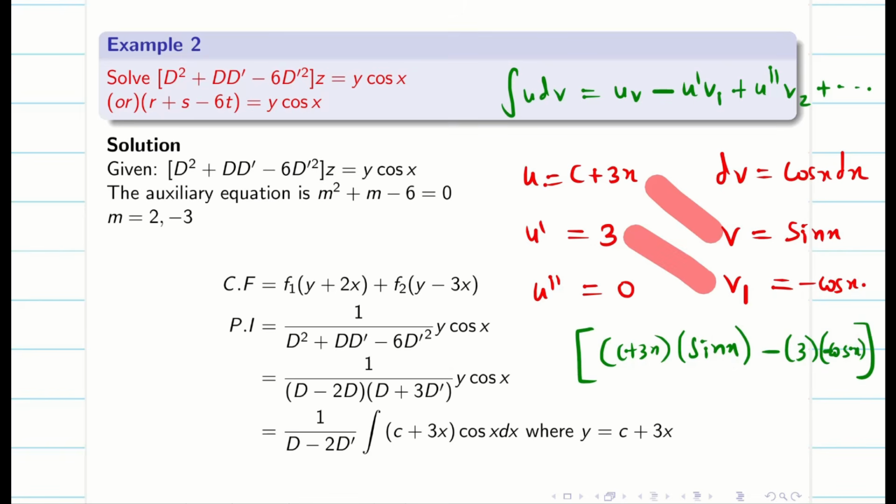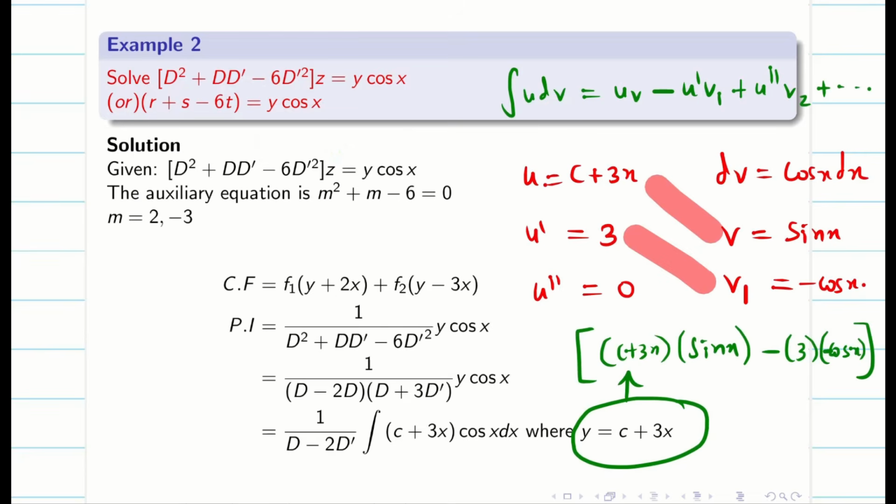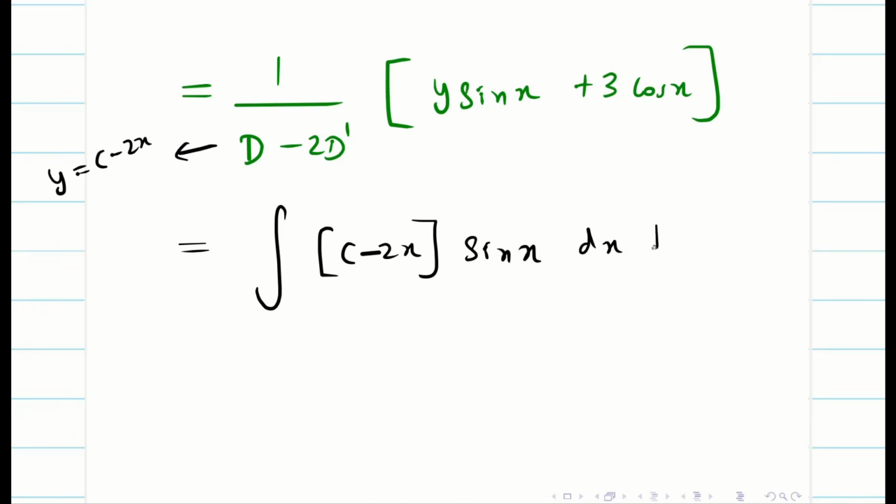Two terms exist because the power of x is 1. And after integrating, replace c + 3x by y. Now we have (D − 2D'). When I replace the c + 3x by y, we get y sin x, and minus into minus is plus, so we get 3 cos x. Now again we have to integrate this according to the formula. I'm going to take y as c − 2x: integral of (c − 2x) sin x dx plus integral 3 cos x dx.